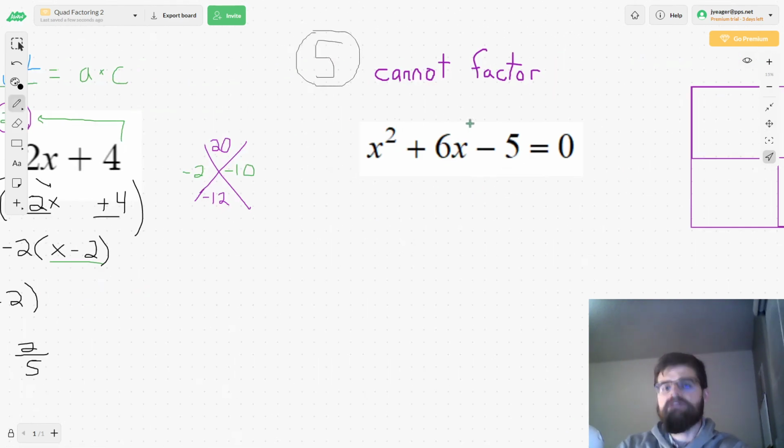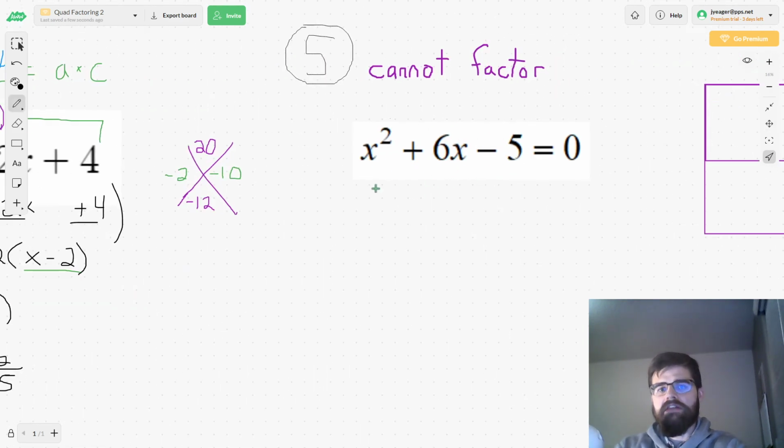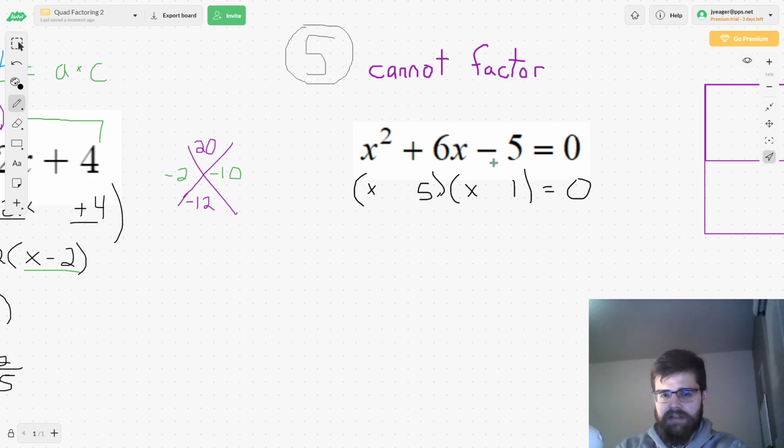For next class, just looking ahead, what if we have something like this, where we can't factor it at all? Got x and x, and then 5 and 1 looks promising, right? 5 times 1, but they have to be different signs. So that's not going to give you 6, and that's not going to give you 6. This problem is actually unfactorable.